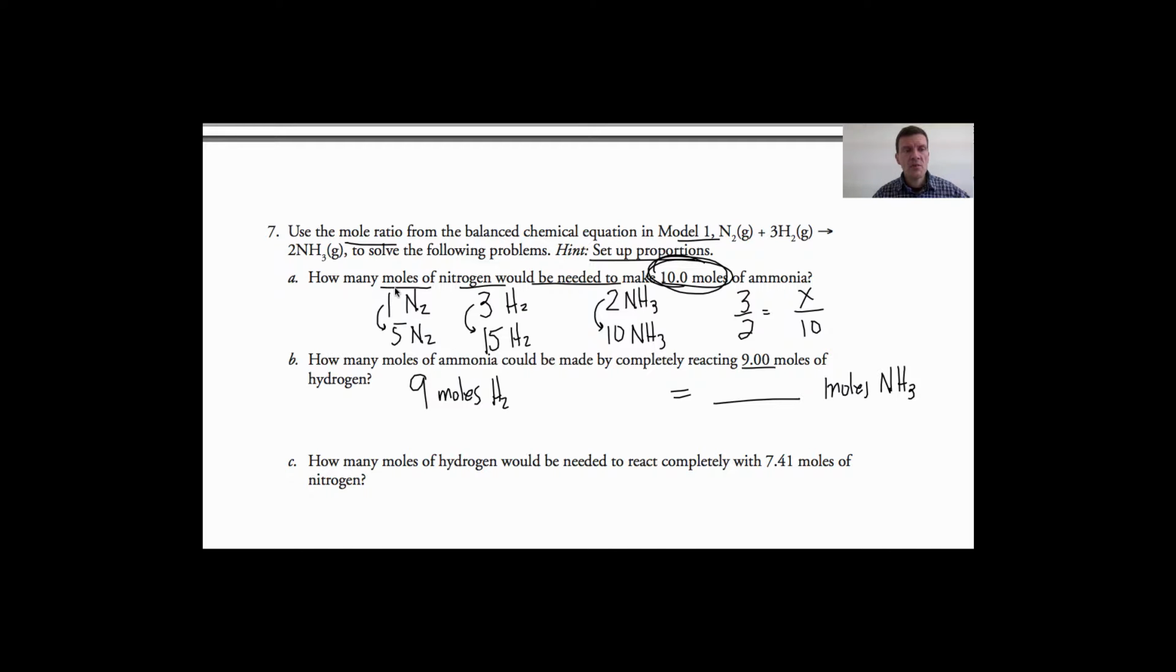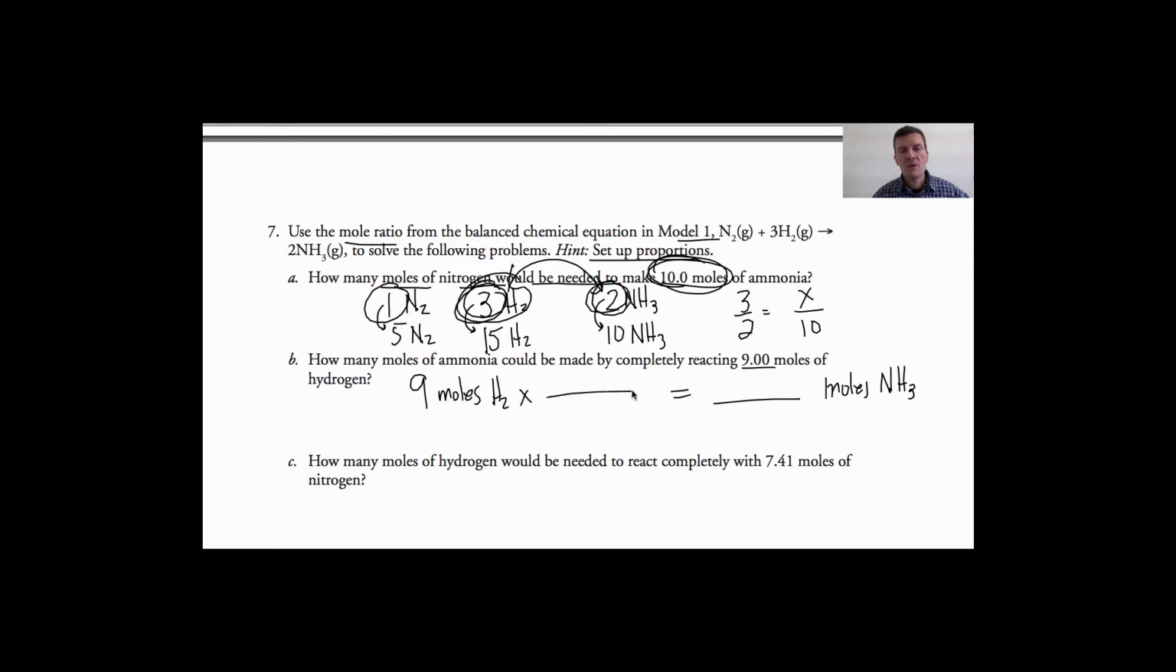I look up here at the mole ratios, 1 to 3 to 2, and I am curious to find the ratio between hydrogen and ammonia. Hydrogen and ammonia, it's a 3 to 2. Every 3 moles of hydrogen is going to produce 2 moles of ammonia. Well, I've got 9. That's triple. So you can already see where this is going, but I'm just going to show you how mathematically you can do this in case it gets a little more complicated.